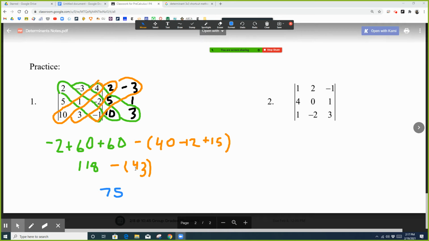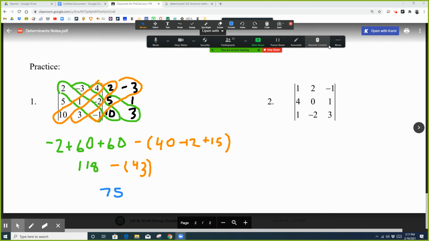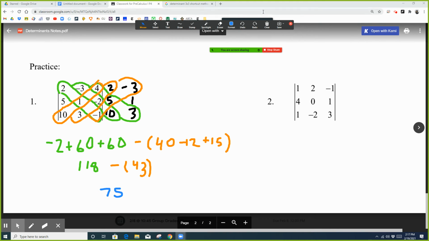So the reason why I got the opposite of the correct answer in the previous example was I just subtracted them in the wrong order. So my apologies. Don't make that mistake. And always check with a calculator. All right, does anyone have any questions on this?